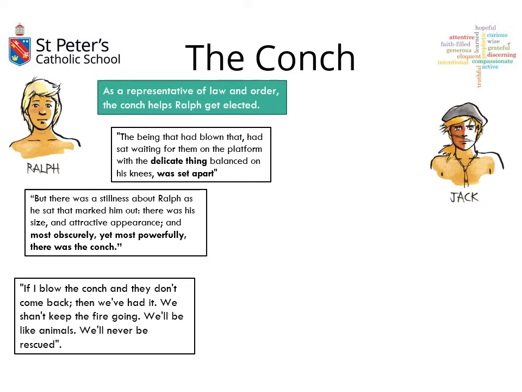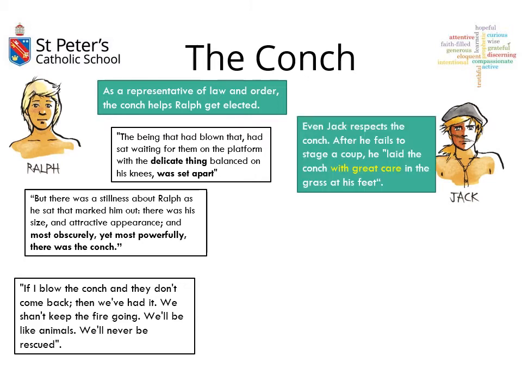So in terms of character, as you should already have guessed, if we're thinking about Ralph and the conch, we also need to think about Jack and the conch. They are, of course, largely two ends of the spectrum when we consider their mannerisms, their appearance and so on. But we also see that both of them have this need to have the conch around. So even Jack, with everything that we could say about Jack, respects the conch. After he fails in several ways to try and gain control, he still treats that conch with great care. We see that in that quotation, and he still lays the conch with great care in the grass at his feet.